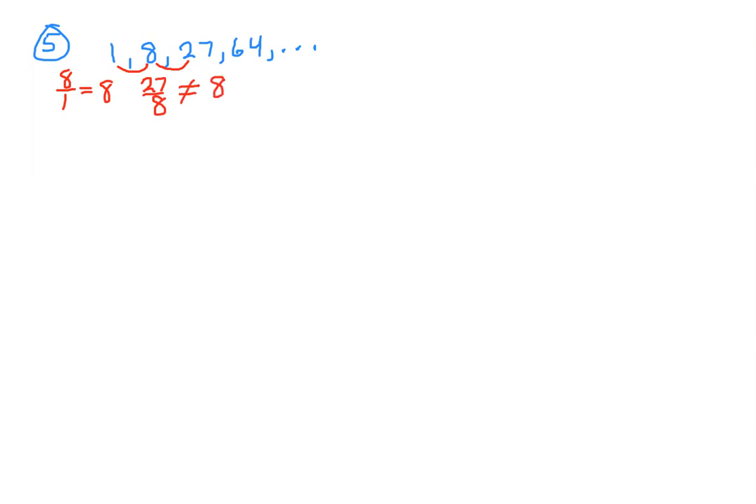Okay, 5. We've got 1, 8, 27, 64. Going up pretty quickly. You can tell that it's not arithmetic because the difference between these is 7 and the difference between these is a lot more than 7. So let's check the geometric. We've got 8 over 1 equals 8. 27 over 8 does not equal 8. So this is neither.